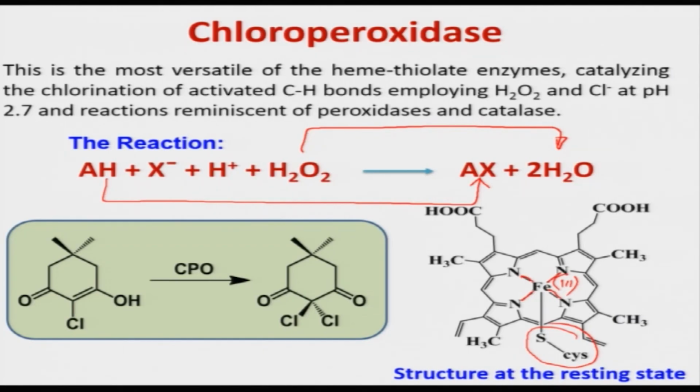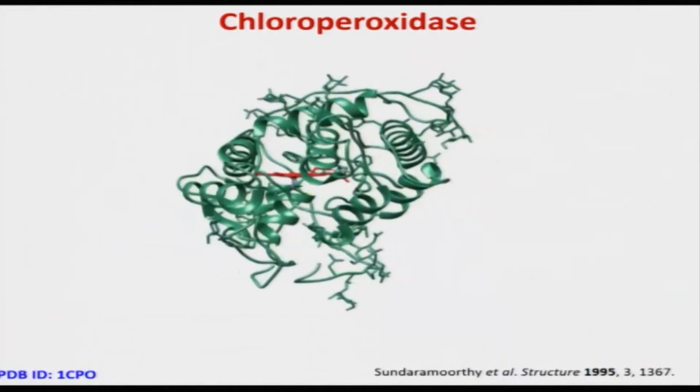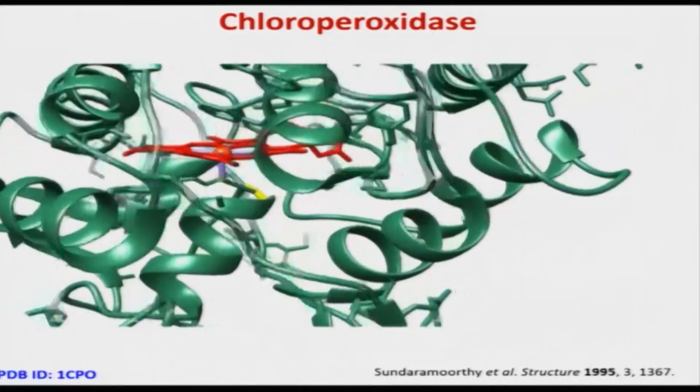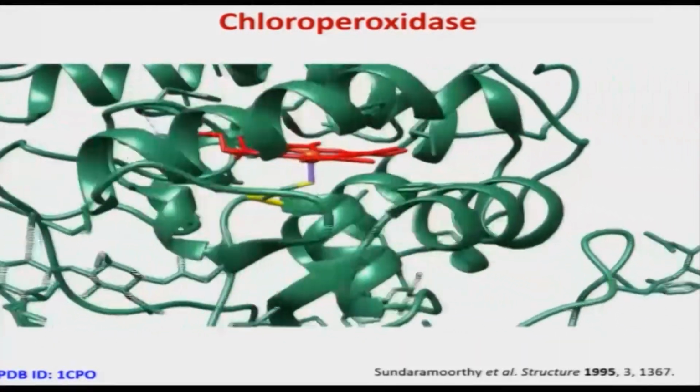Say one such example is shown over here, as you can see, this molecule, monochlorodimedone, converts to 2,2-dichlorodimedone. You see that this chlorination is taking place at the 2 position, and this is highly stereospecific. The X-ray structure of chloroperoxidase is shown over here.